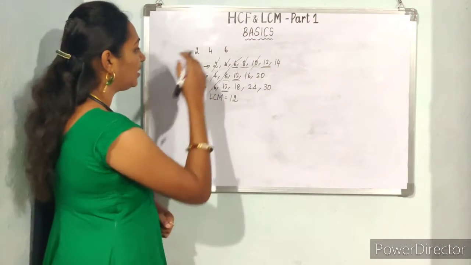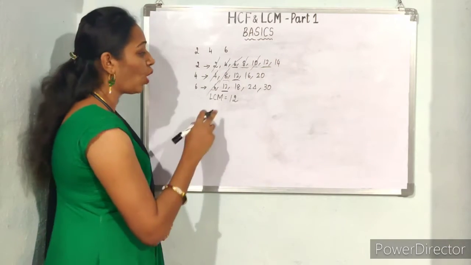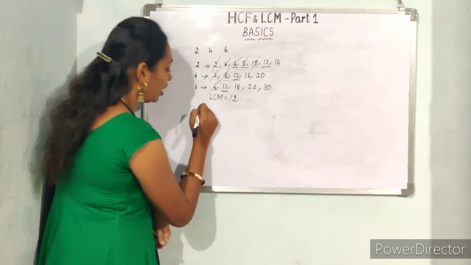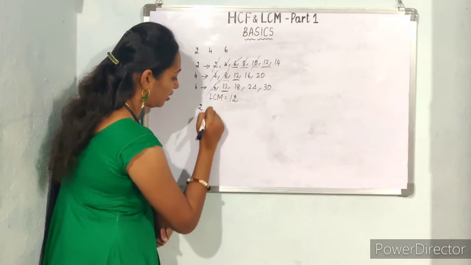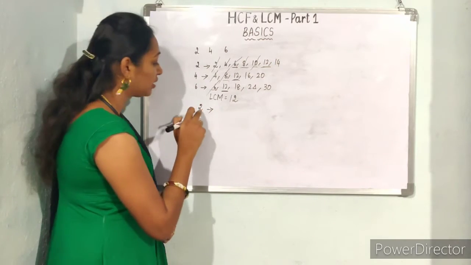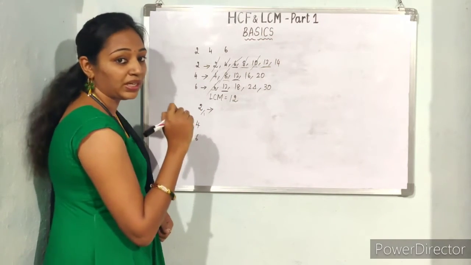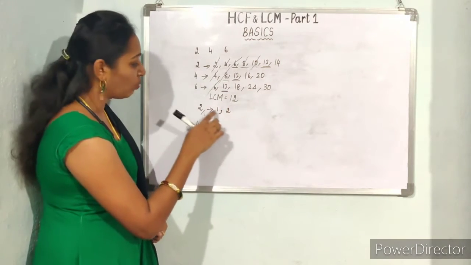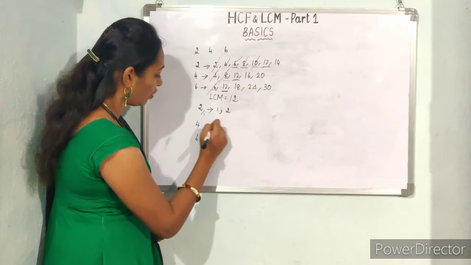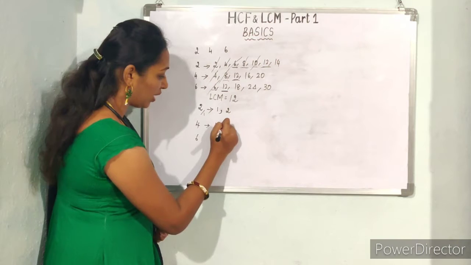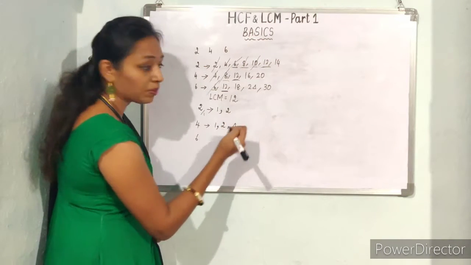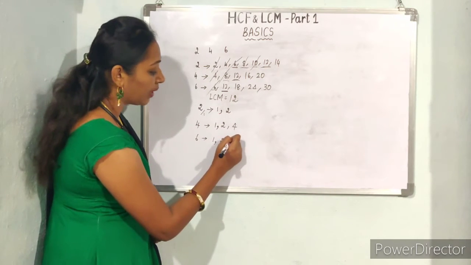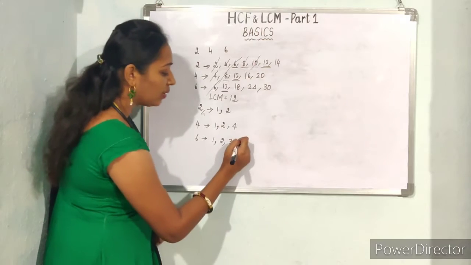Next we'll find the HCF. HCF means highest common factor. For LCM we have to write the multiples, for HCF we have to write the factors. Now take the same numbers 2, 4, 6. Factors means the numbers by which this number is completely divisible. We can divide 2 by 1 and by 2, so the factors of 2 are 1 and 2. Same way for 4, you can divide by 1 and 2, by 3 you can't divide, and by 4 you can divide. Then for 6, you can divide by 1, 2 and 3, you can't divide by 4 or 5, and you can divide by 6.